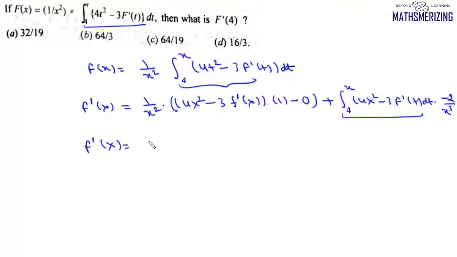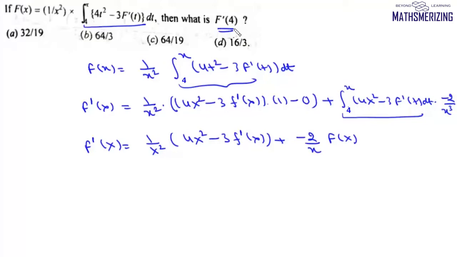So we can write f dash x, and it'll be equal to 1 upon x square into 4x square minus 3 f dash x, and then plus, and here will be x square into f(x). So x square and x cube will cancel, so we'll get this as minus 2 upon x into f(x).